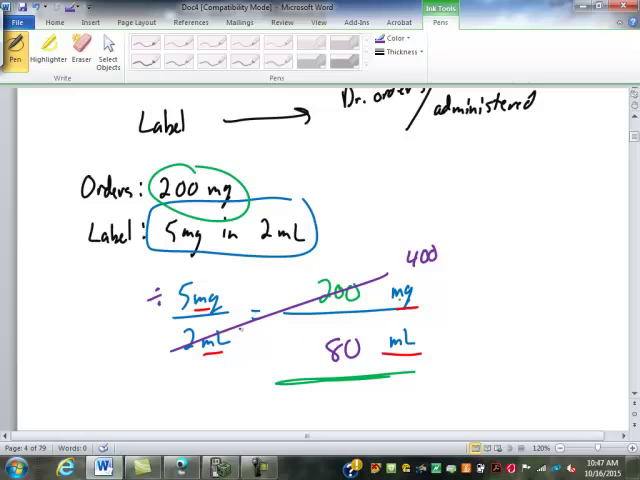Now you notice I left the units out. They do work out. It would be milliliters times milligrams, then divided by milligrams, so the milligrams divide out, leaving us with milliliters. But that's kind of confusing, so I'm just going to leave them out.